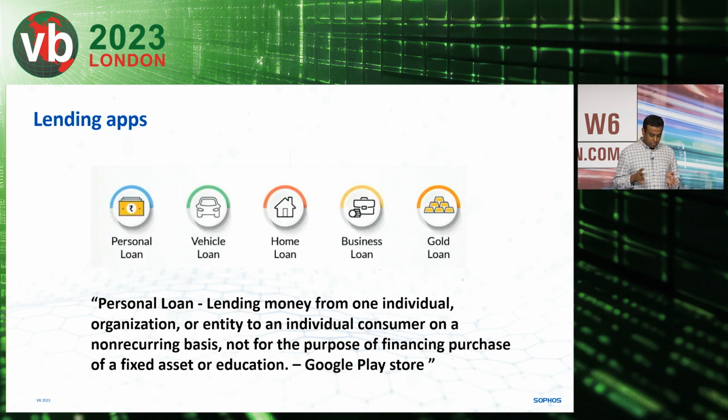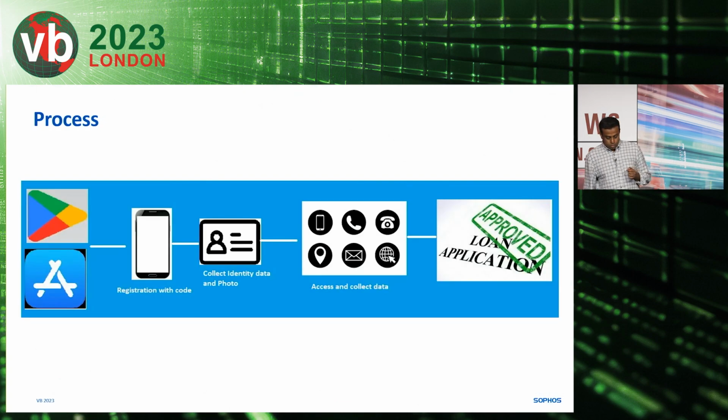I was looking for the definition of a personal loan, and the Google Play Store is the perfect one: lending money from one individual, organization, or entity to another individual on a non-recurring basis, not for the purpose of financing the purchase of a fixed asset or education. It basically means you shouldn't buy anything using that loan or use it for education purposes. It's mostly for personal use.